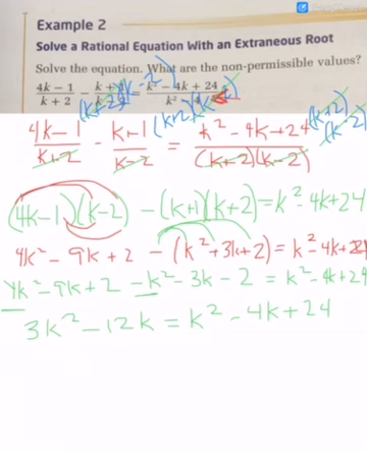But you have to be careful here, because if you take a look at your non-permissible values from the original equation, k cannot equal negative 2 or positive 2. So that means the solution we got of k equals negative 2 is extraneous. And remember, extraneous means it can't work. So I only have one solution here, and that's k equals 6.